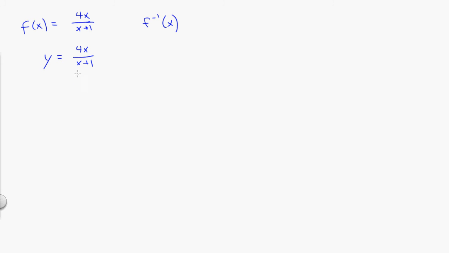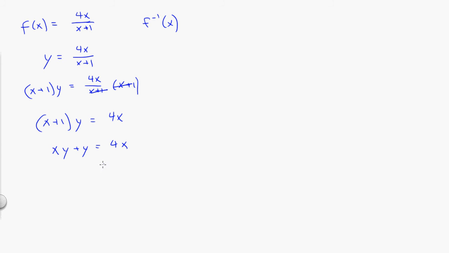Solving for x, multiply both sides, so x plus 1 times y equals 4x over x plus 1 times x plus 1. Again, I multiply by x plus 1 on one side of the equation, I have to do that on the other. So this is x plus 1 times y is equal to 4x, right? Because those disappear. So xy plus y equals 4x.